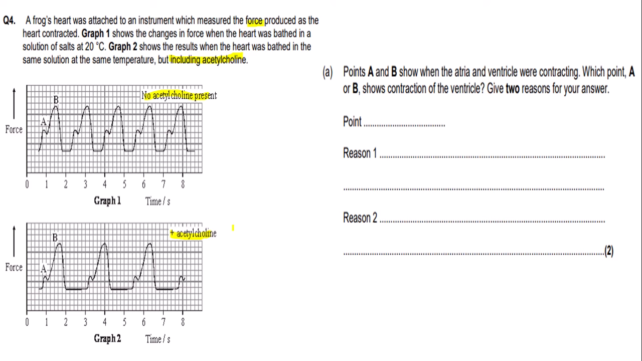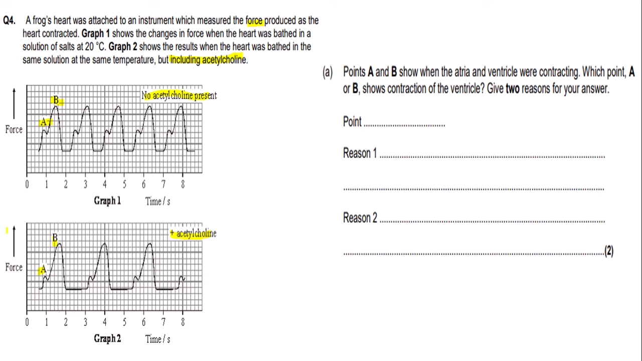The question says points A and B, so A, B here, and A and B here. Points A and B show when the atria and the ventricle were contracting. Which point, A or B, shows contraction of the ventricle? Give 2 reasons for your answer. So as you can see from both graphs, B is present at a higher force.